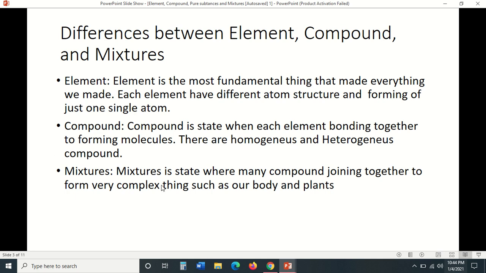A mixture is a state where many compounds join together to form very complex things, such as our body and plants. Even our body itself, like bone, is formed by calcium, and then red blood cells and white blood cells are made up of zinc, and then what about our muscle? What makes them is very complex, and it is a mixture. A mixture is a state where many compounds join together, not just two, it can become three, four, even 100, to form very complex things such as our body and plants.